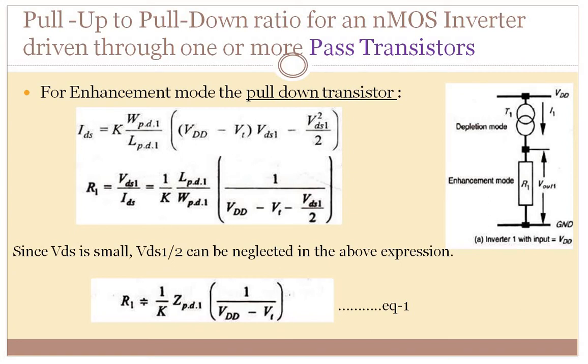Okay, I hope you are clear up to this point. Now since VDS is very small, it is negligible here. So we are neglecting this VDS1 divided by 2. If VDS is very small, VDS divided by 2 will be negligible. So overall, approximately, the first inverter's R1 value is equal to 1 by K. As I have already said, L by W is what I am substituting with the value Z. In the last class we have seen that. So R1 is equal to 1 by K, Z PD1, where this is L PD1 by W PD1 substituted as Z, into 1 by (VDD minus VT), because this VDS by 2 has been neglected. So this is equation 1 of inverter 1 in enhancement mode.